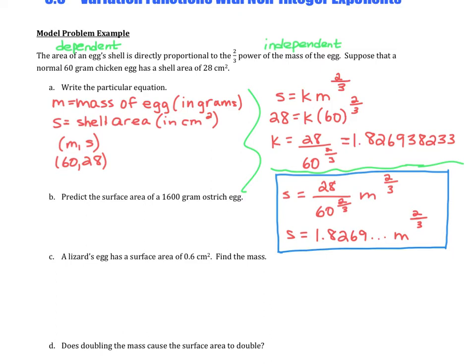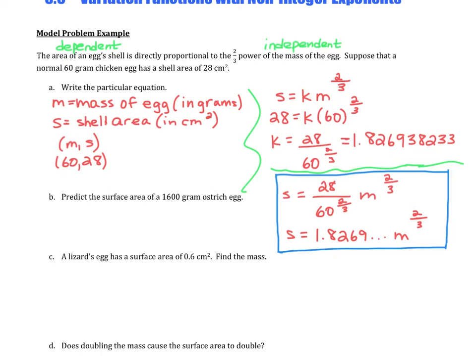Now if we use the specific information that we were given about the mass of the egg and the shell area, we could plug those values in, so it would be 28 equals K times 60 to the 2/3 power. Then if we solve for K, K would be equal to 28 divided by 60 to the 2/3 power. Obviously, you'll need to plug that into your calculator, so do that now, and you should find that you got this value right here. Store that in your calculator because that would be the most efficient way to retain all of those decimal positions and work with that value throughout the problem. So make sure you store that in your calculator.